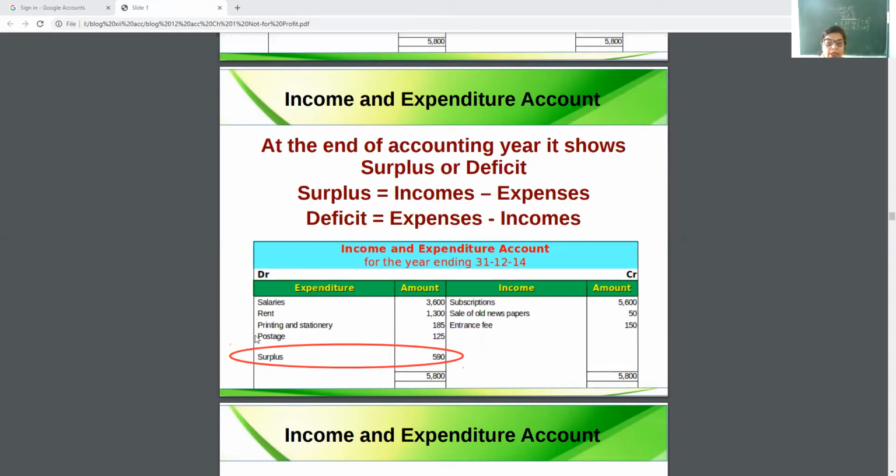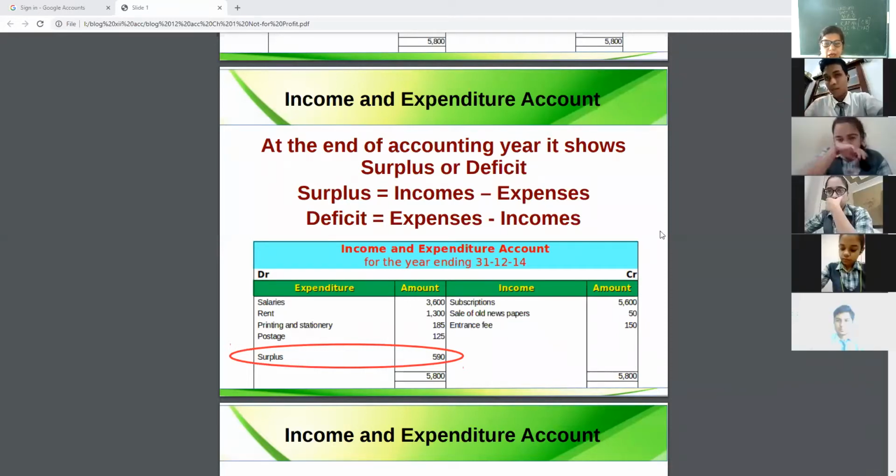Now, if the debit side is less and the credit side is more, the remaining amount will be termed as surplus. So, how to calculate surplus? Surplus means the profit of the NPO. How to calculate surplus, my dear children? Surplus means income minus expenses: income side minus expenses side, the remaining amount.